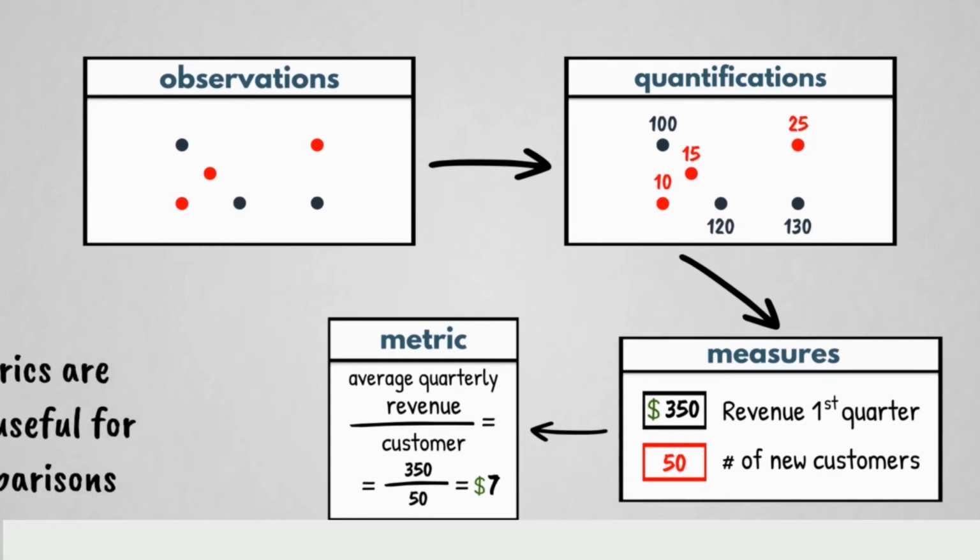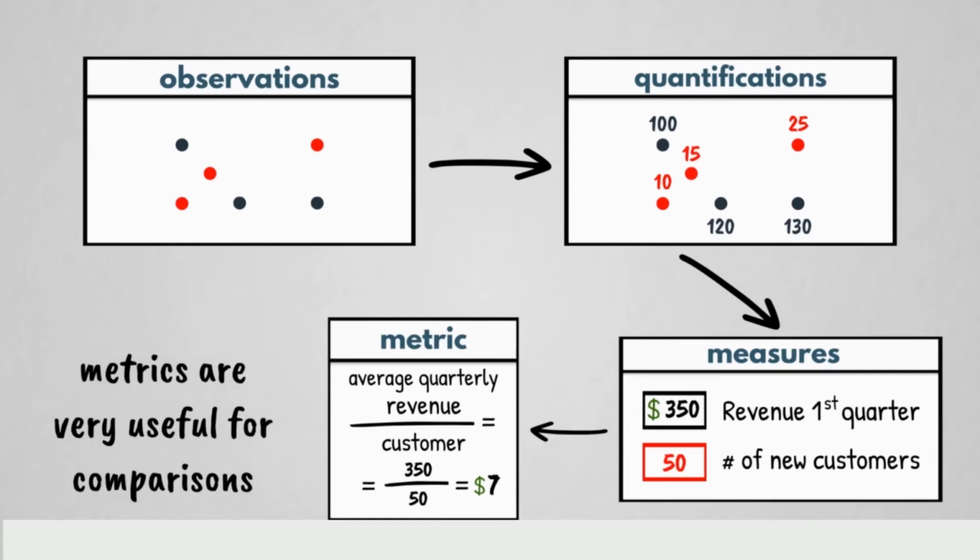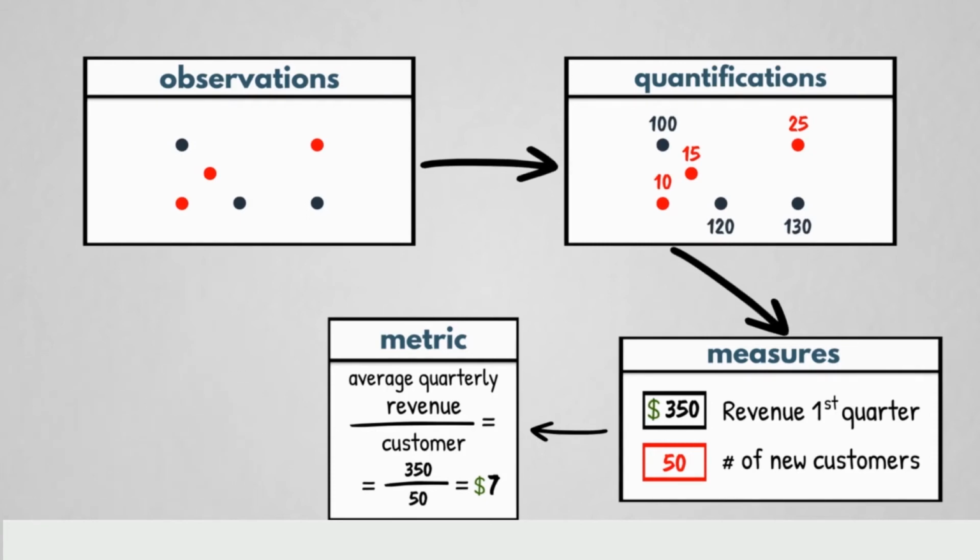Metrics are very useful for comparisons. For instance, you can track the average quarterly revenue per new customer every 3 months and thus compare your customer retention and spending every quarter. In a nutshell, your observations lead to measures, and your measures are used to create your metrics. Your metrics have business applications. Nice! This is all fine.